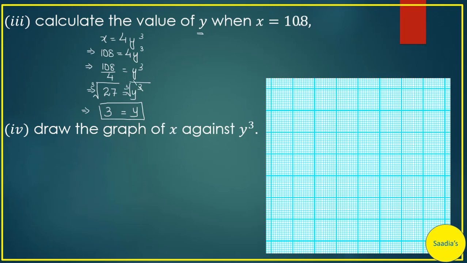Now coming to the last part, part number 4, draw the graph of x against y cube. The equation that we had was x is equal to 4y cube. Now here I would like to give you the concept of dependent and independent variables. You already know that x and y are variables. Now let's see what are dependent and independent variables.